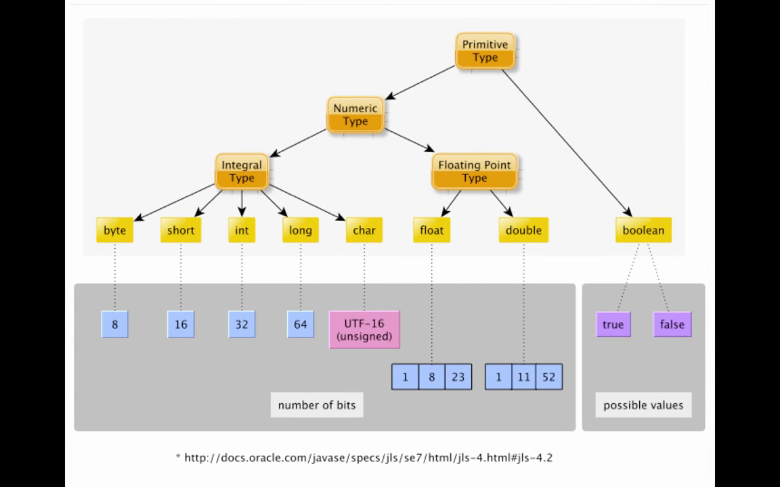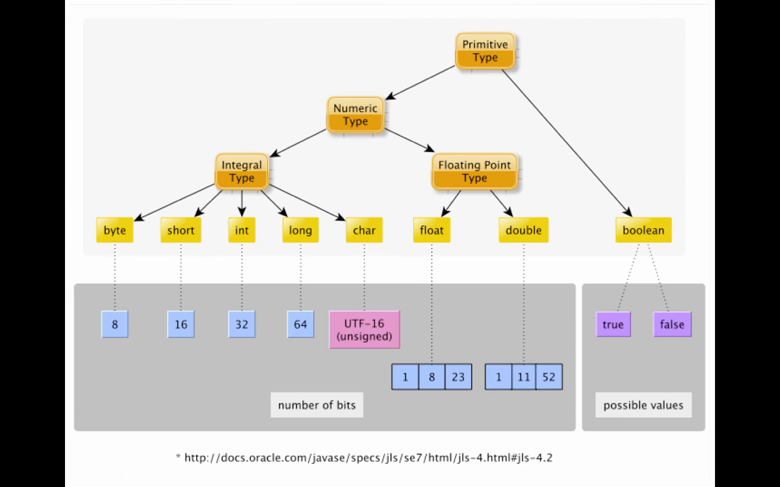For reasons that will become clearer later, it is important to note that the default type for an integer value in Java is the type int, while the default type for a real number, for a floating type in Java, is the type double.